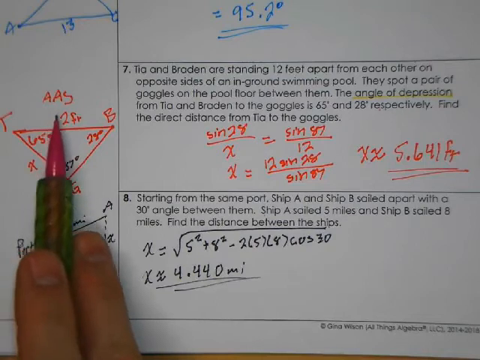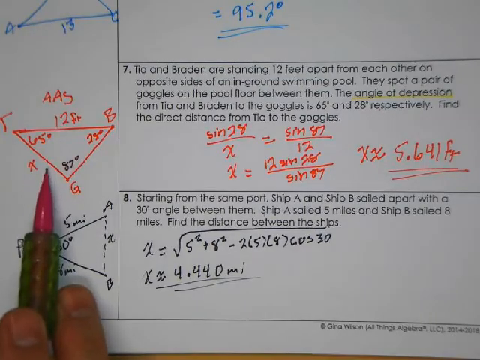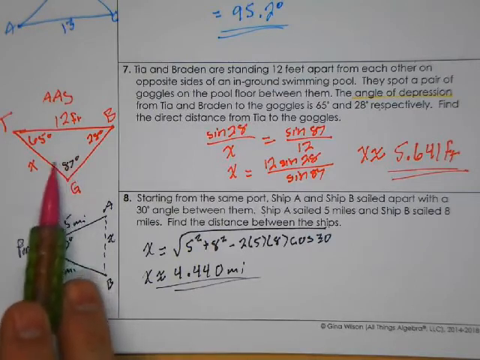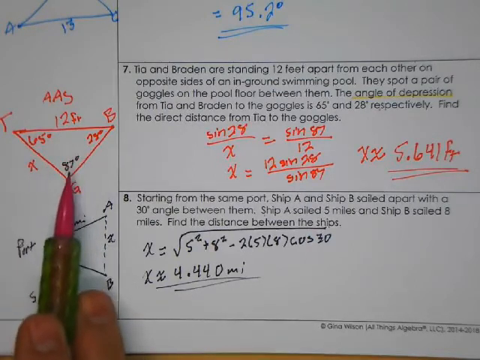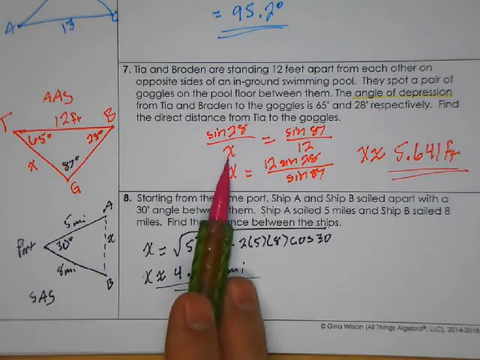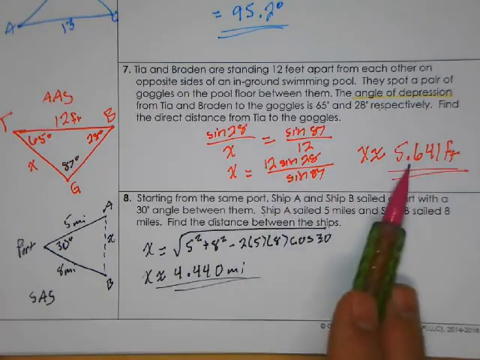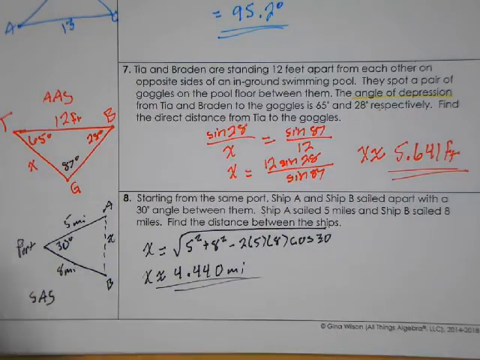In this case, what they gave me was angle, side. But the side that they gave me is across from an angle that they didn't give me. So subtracting the 65 and the 28 from 180 gives me an angle here of 87 degrees. So sine of 28 over x is equal to sine of 87 over 12. Solving for x, about 5.6 feet.